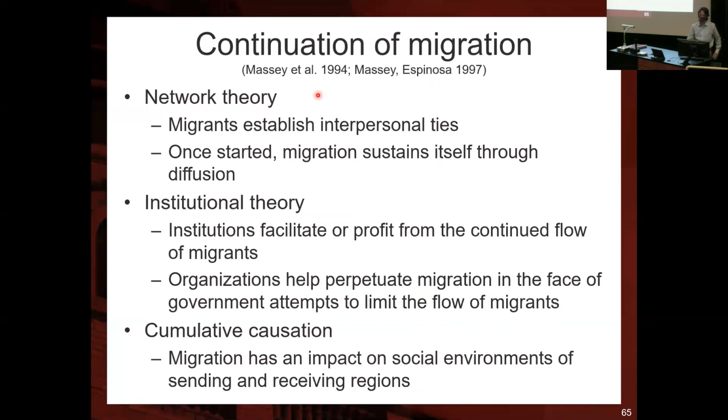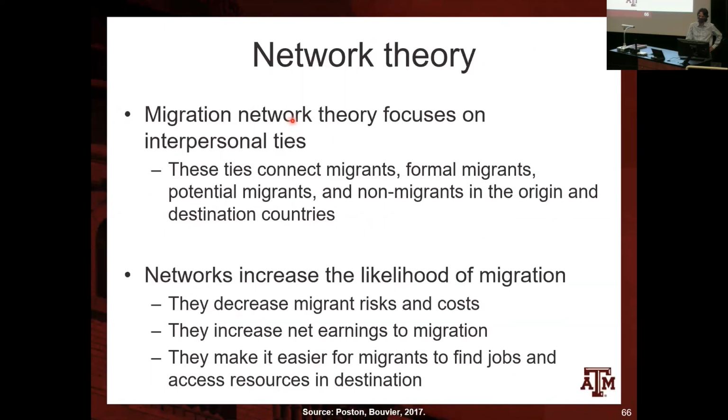And just explaining the migration network theory a little more. The migration network theory focuses on interpersonal ties. These ties connect migrants, former migrants, potential migrants, and non-migrants in the area of origin and destination. So if I live in a community, even if I don't have friends or family members who moved to another country, but that community has a high proportion of people who migrated, I will have better knowledge of how to move to this other country. I'm creating some social networks, some social ties that make me more likely to move to that area because other people from my community did.